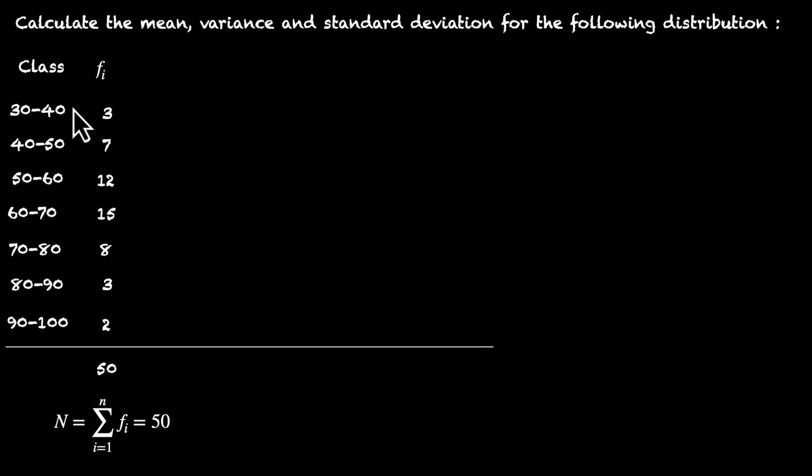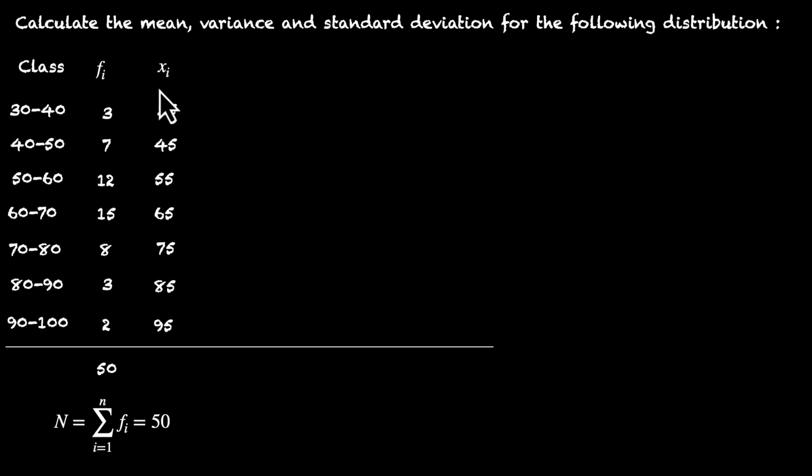To find the mean, we have to convert this continuous distribution into discrete distribution. Let's take a representative for each class. Let's have the midpoint for each class as xi. 30 to 40 will have 35 as its representative. Then we have 45, 55, 65, 75, 85, and 95. What we're doing here is we're assuming that these 12 values which are between 50 and 60 are all equal to 55. These 8 values between 70 and 80 are all equal to 75, and so on.